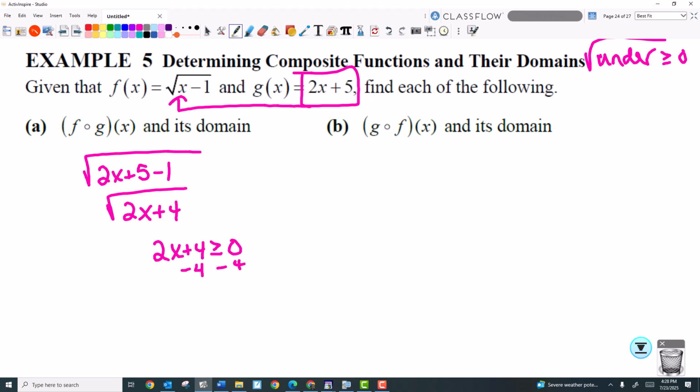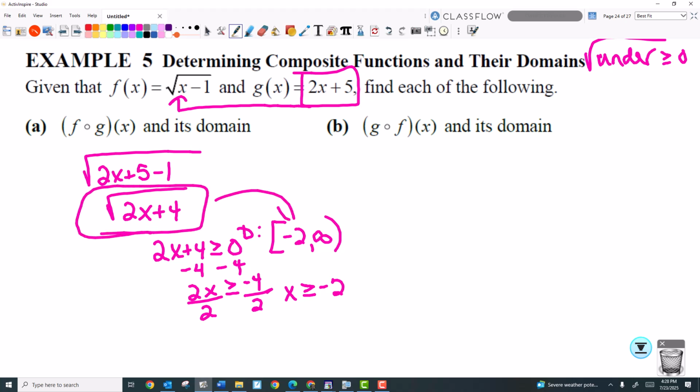Hopefully you remember that from some of your previous math classes. So 2x is greater than or equal to negative 4. Divide by 2, divide by 2. X is greater than or equal to negative 2, or in interval notation, negative 2 to infinity is my domain. So that's the answer, and then that's the domain.